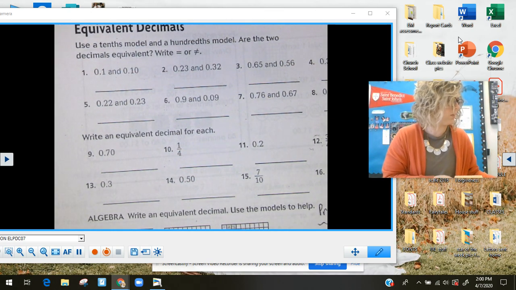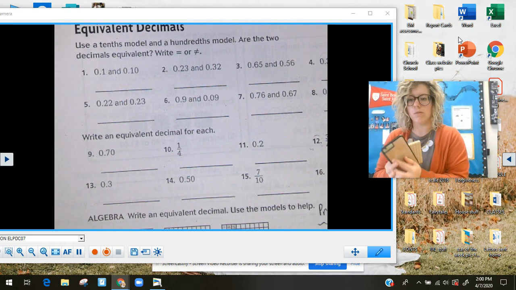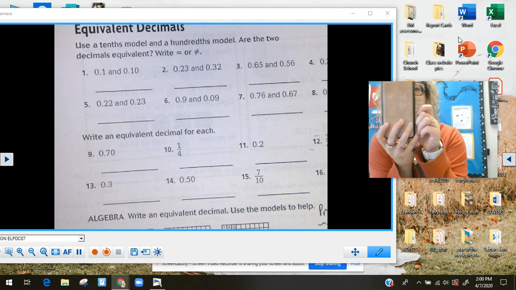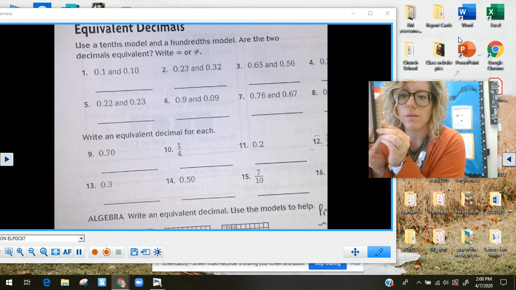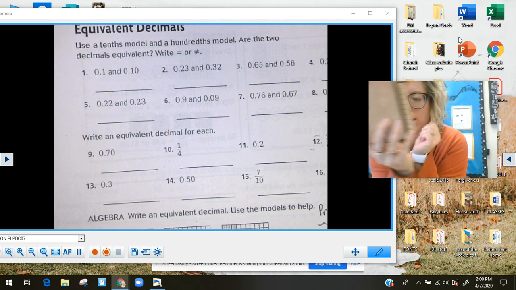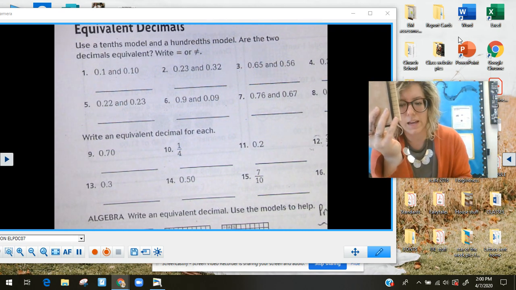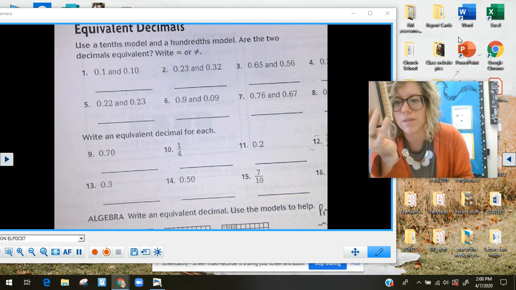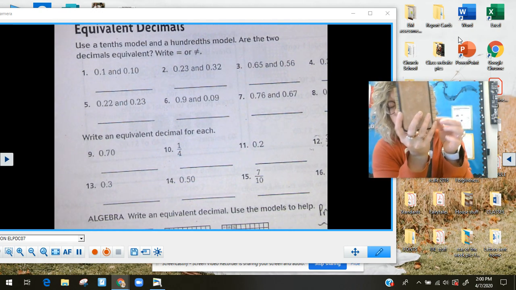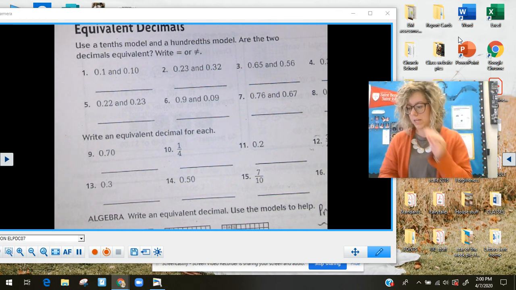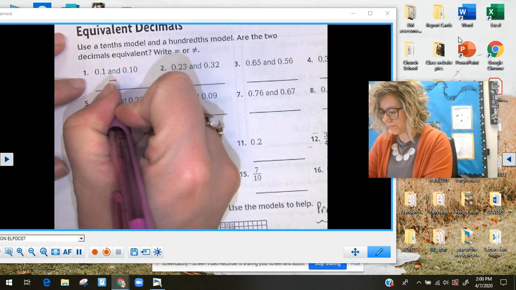Hold on. Let me use my phone. Which would be 10 of, wow, this guy, get it together. 10 of these guys right here. Okay, they are the same. 1/10 or 10 hundredths. That's why I have these guys, to show you and make it easy for you. All right, so these are equal.